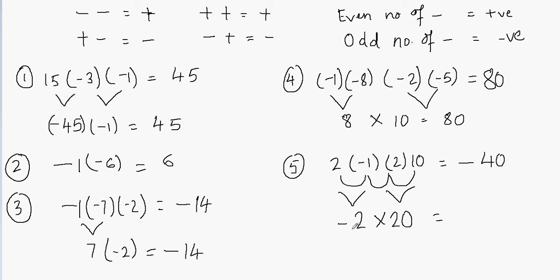Now here you have one number is negative, the other number is positive. Whenever you have to multiply numbers with the opposite signs, you get negative results. So here your answer will be negative. Now just ignore the sign and multiply. 2 times 20 will give you 40. So that will be your final answer.